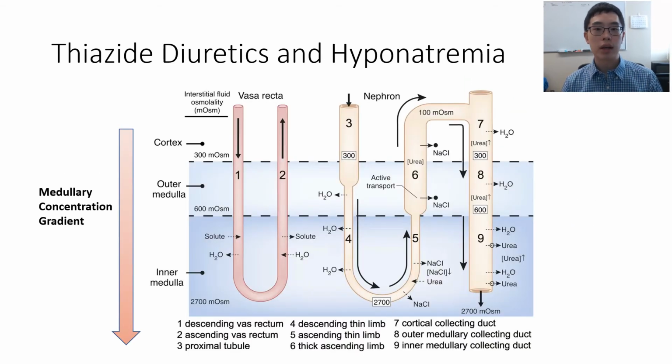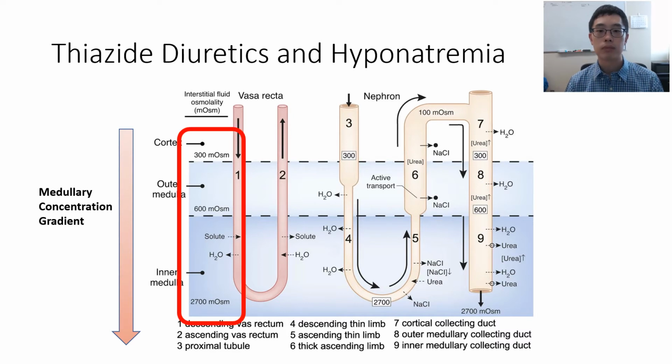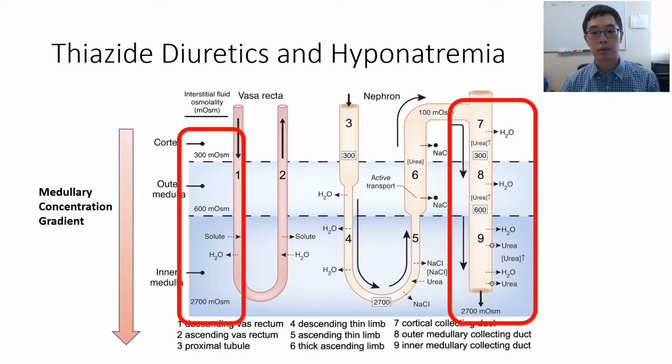To understand why thiazide diuretics worsen hyponatremia, we actually have to take a closer look at the medullary concentration gradient in our kidneys. The medullary concentration gradient provides a higher concentration gradient towards the inner aspect of the kidneys that allows higher reabsorption of the remaining water in the collecting ducts of the kidneys, as seen on the rightmost aspect of this figure. Reabsorption of water typically relies on two things.